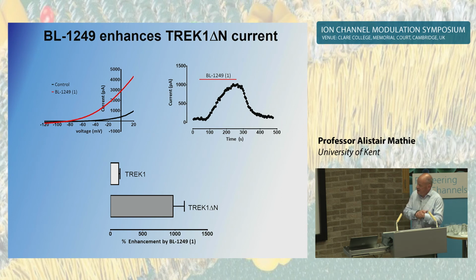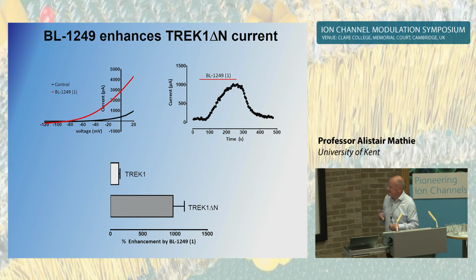that it causes, on paper, a massive enhancement of the current. If you look at the current trace here, we're seeing a really substantive enhancement of the current with this compound. And in terms of a percentage enhancement, it looks as though this compound acts much better on the short form of TREK1 than on the longer form, because the percentage enhancement is about 1,000 compared to about 200. But most of that is just down to the fact that the baseline level of current is much smaller to begin with. And so what's the right way to deal with this?